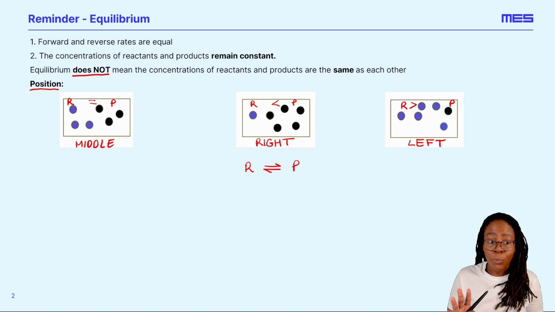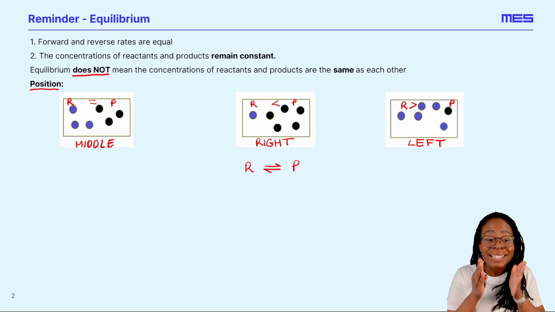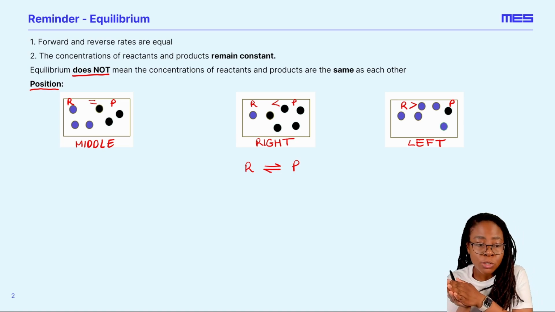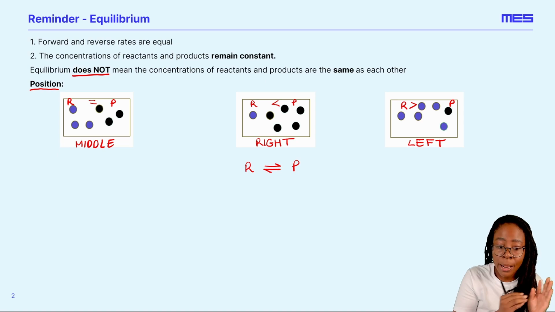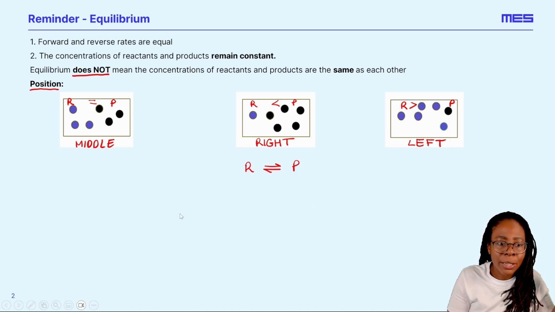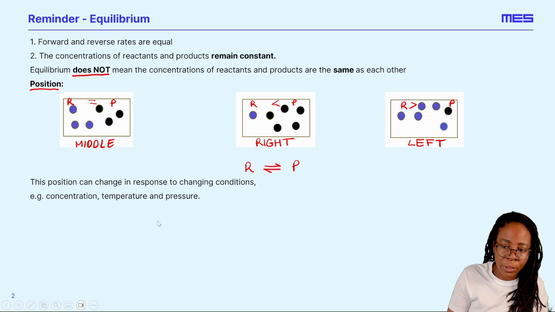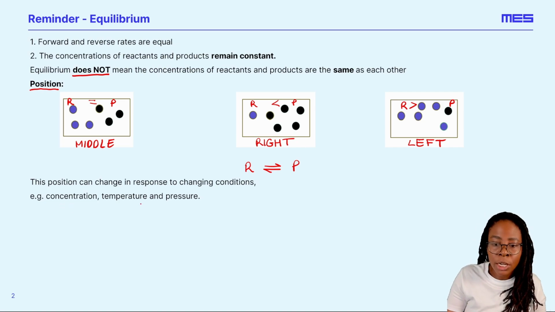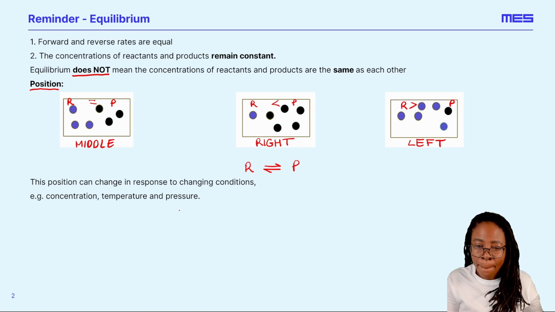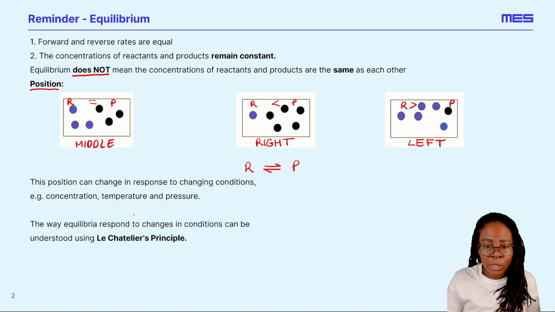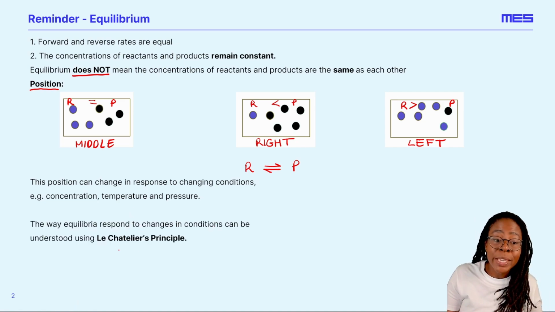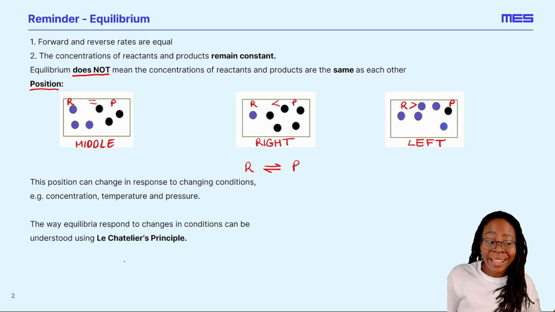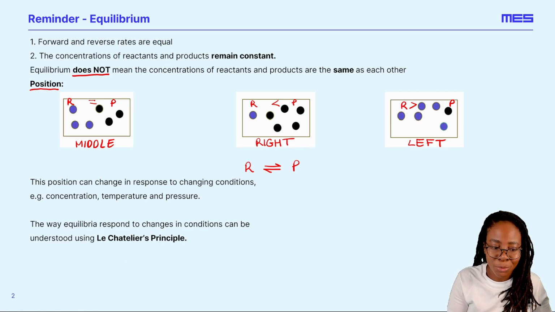Okay. So, as I'm going to emphasize one more time, at equilibrium, the position of that equilibrium can be bang in the middle, it can be towards the products on the right, or it can be towards the reactants on the left. But let's say we don't want it to be on either of those sides. We can change the position of the equilibrium because the position will change in response to changing conditions. Those key conditions here being changing concentration, changing temperature, or changing pressure. And the way that the position of an equilibrium responds to changes in conditions is understood using Le Chatelier's principle, and that is what we're now going to dive into properly.